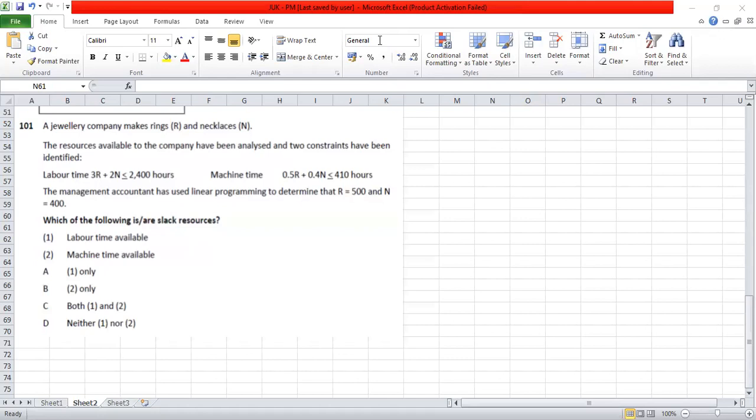What are slack resources? Underutilization. Underutilization of resources is called slack. So, whether there is any slack present or not is what we have to first understand. Question number 101.